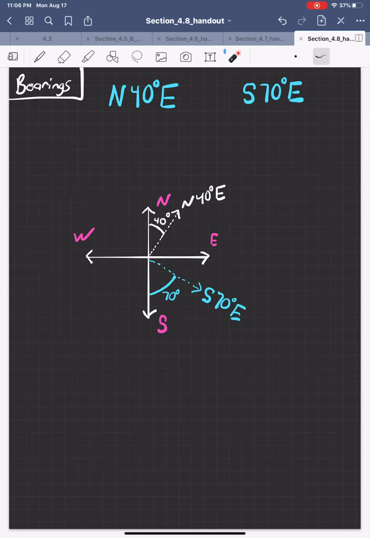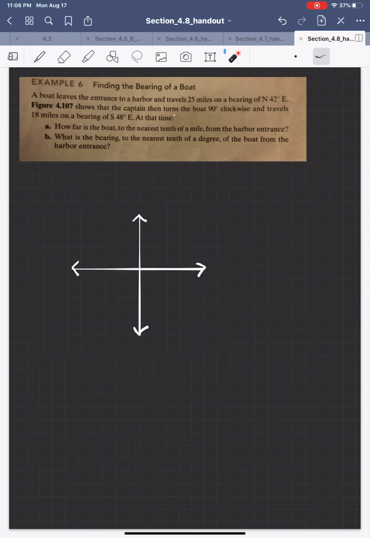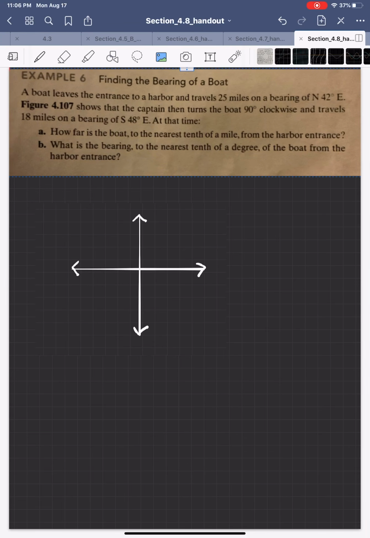And now let's actually do a problem. The last problem. So if I could just have whatever attention you have today, let's do this one problem, and we'll be good. And I tell you what, this problem deals with bearings of a boat, and we're going to add some context here.